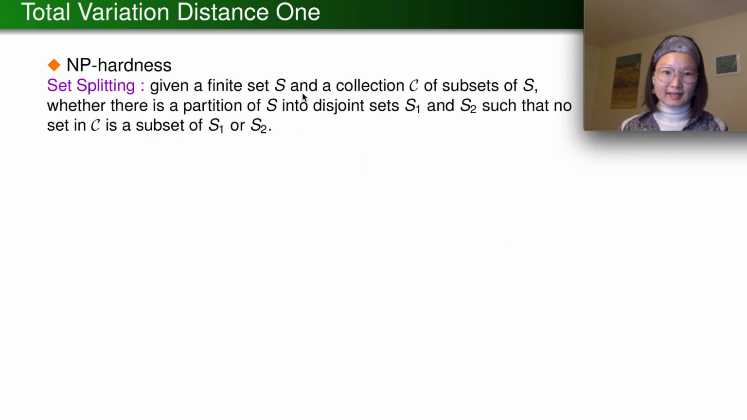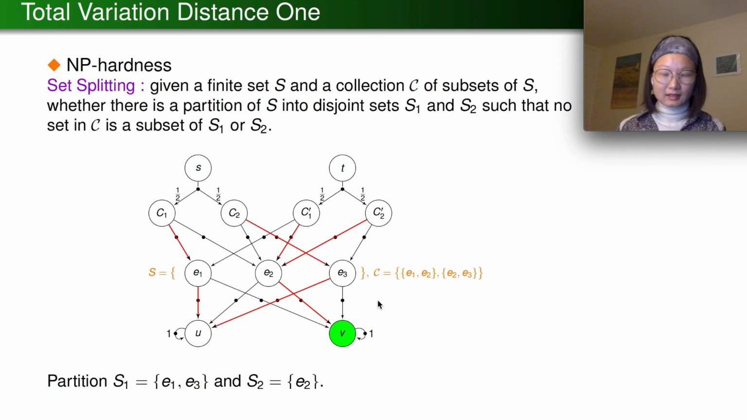Given a finite set S and a collection C of subsets of S, the set splitting problem asks whether there is a partition of S into disjoint sets S1 and S2 such that no set in the collection C is a subset of S1 or S2. Let's have a look at an example of how this reduction works.